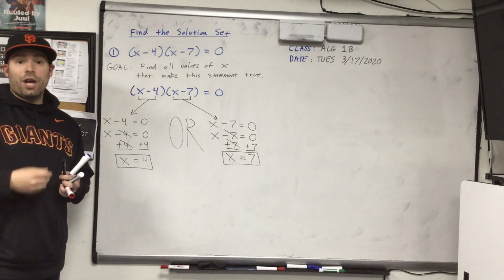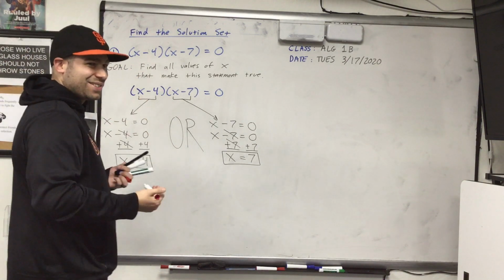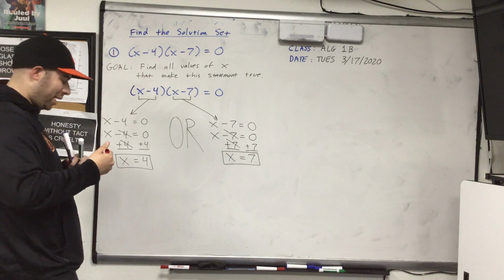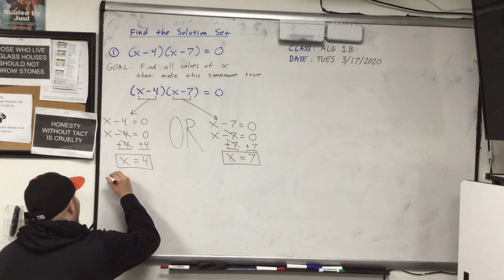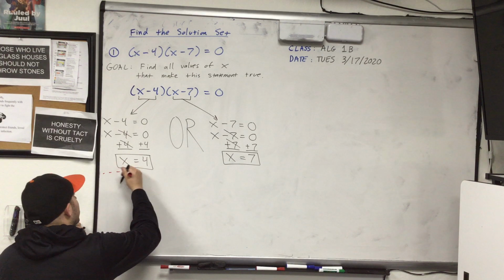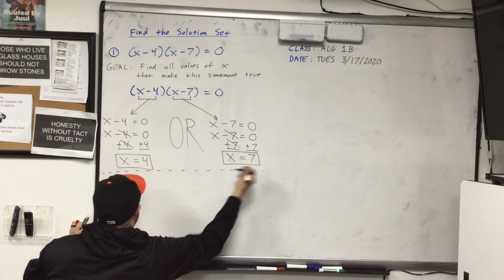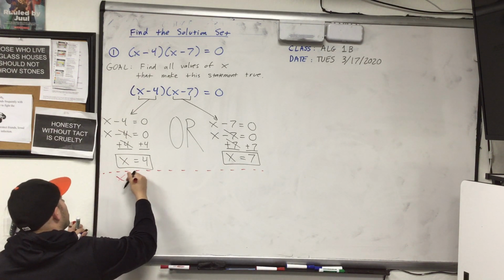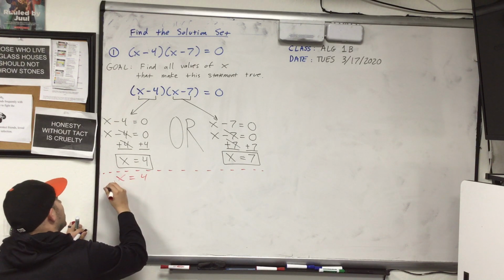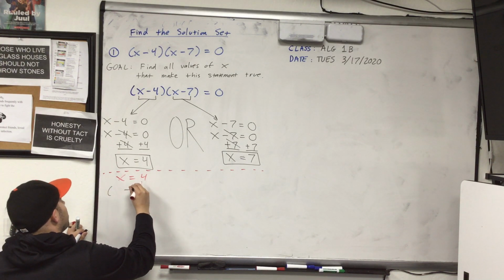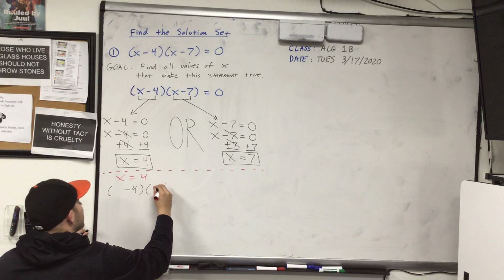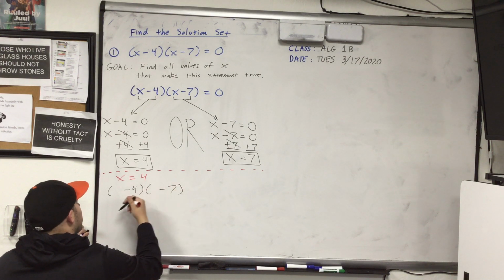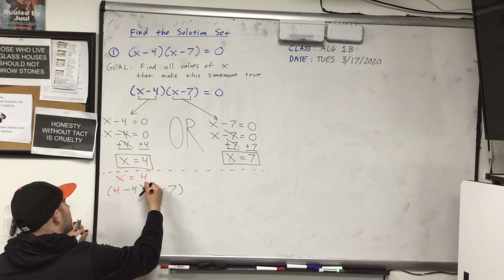And here's the beauty. You can check your work. And obviously this is a simple enough problem that we have enough time. We're going to check our work. So I'm going to check over here. I'm going to put a little dotted line over here. So you've got x equals 4. Plug it into the equation. X minus 4, x minus 7. So I'm going to plug in x equals 4.